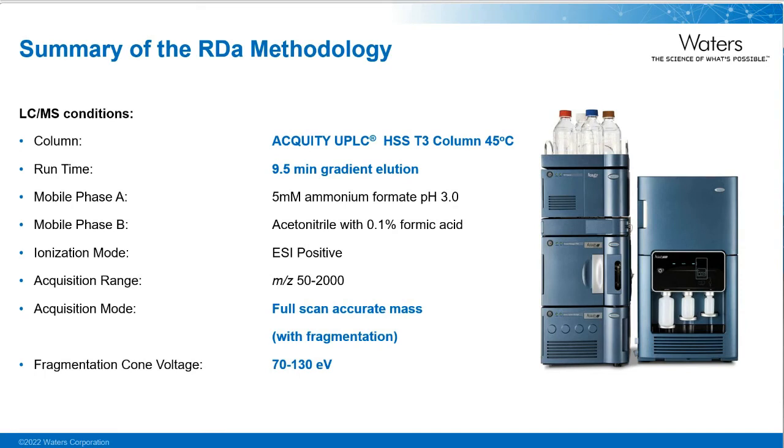Data is acquired in positive ionization mode and separation occurs on a 10 cm ACQUITY HSS T3 column over a 9.5 minute gradient elution whilst using mobile phases A and B. Data is acquired using full scan accurate mass with fragmentation mode. Not only do we get accurate mass to 4 decimal places on this instrument, but we can also perform fragmentation which provides additional information that can be invaluable during the identification process.